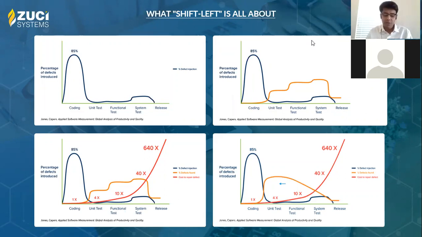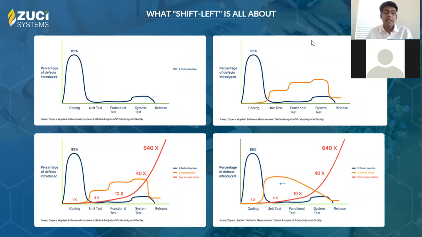So the idea is to make sure that when you run shift right tests, you are ensuring that functionality is working fine. But the idea is not to find bugs. So test early, test often is the mantra of teams that are doing the shift left testing practice.